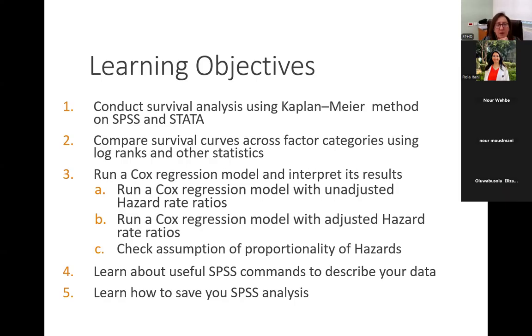Recording on this computer. Okay, so the objective of the first session is to conduct survival analysis using the Kaplan-Meier method on SPSS and data. We're going to look at how to compare the survival curve across factor categories using the log-rank test and other statistics, and run a Cox regression model and interpret the result with unadjusted hazard ratio, Cox regression with adjusted hazard ratio, check the assumption of proportionality of hazard, and learn about useful SPSS commands and how to save your SPSS analysis.